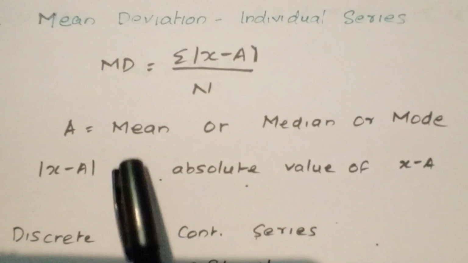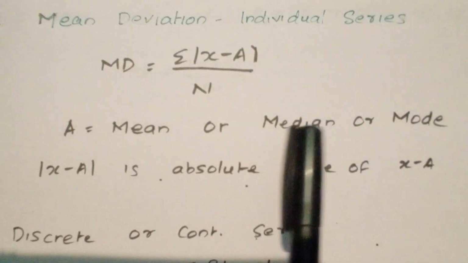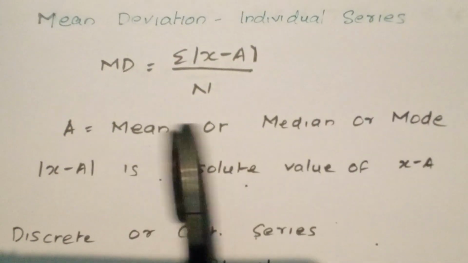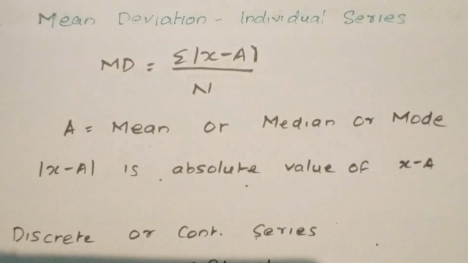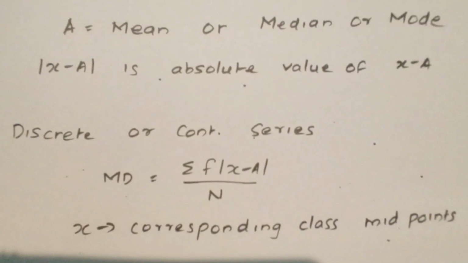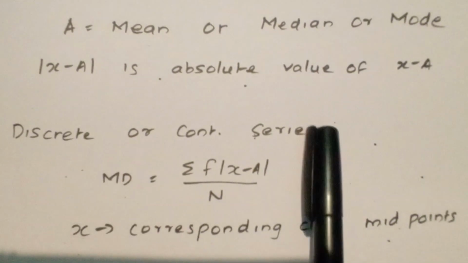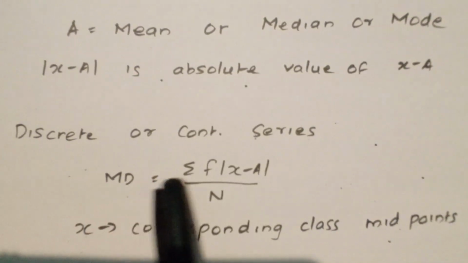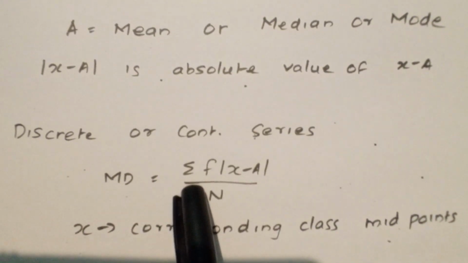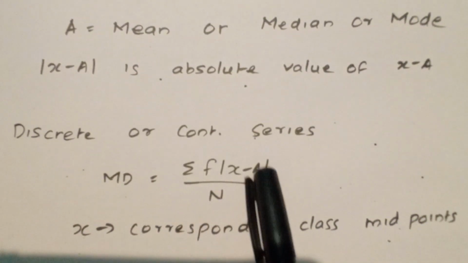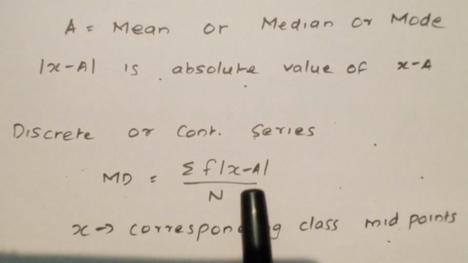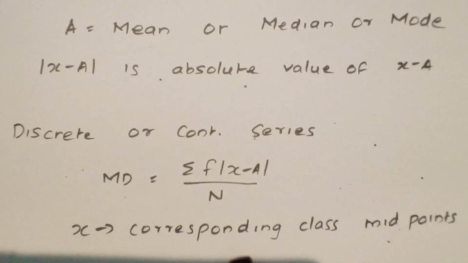And a is mean or median or mode. That we will have to calculate from the problem. Now, in case of discrete or continuous series, mean deviation is summation f into absolute value of x minus a, whole divided by n. f is the frequency and x is the midpoint of the corresponding class.